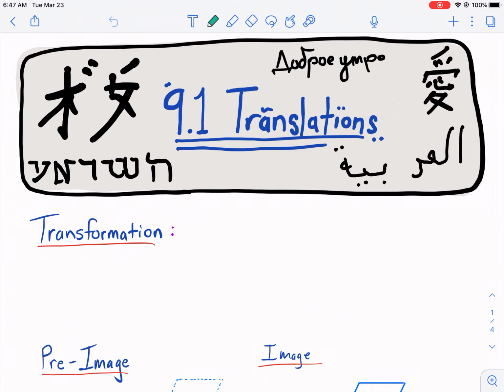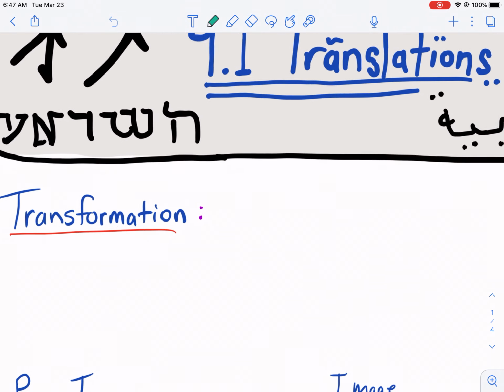Welcome everyone to section 9.1 in geometry. We're talking about translations. And no, we're not talking about language translations. We're talking about geometric translations. Let's go ahead and start this off.